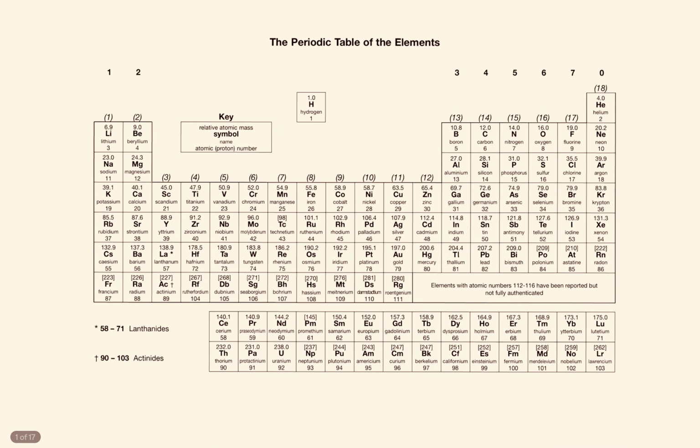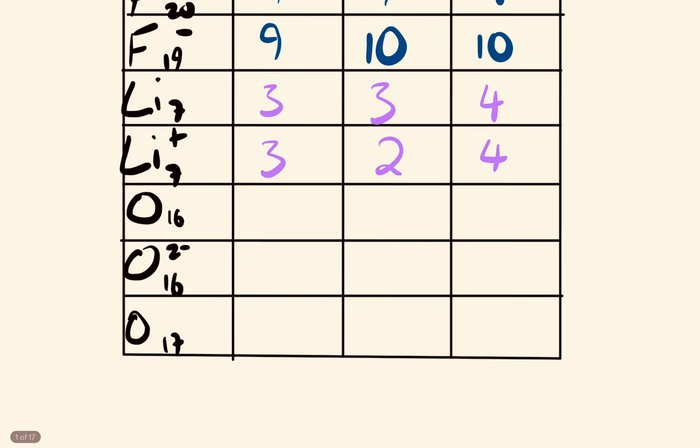Now onto oxygen. We've got oxygen here. We've got a proton number of 8. So we've got 8 protons, 8 electrons because we've got no charge. 16 minus 8 gets us to 8 neutrons. Here again, we've got the same number of protons. It would be a different atom otherwise. We've got a 2 minus charge, so 2 electrons have been gained. And we have 8 neutrons as before.